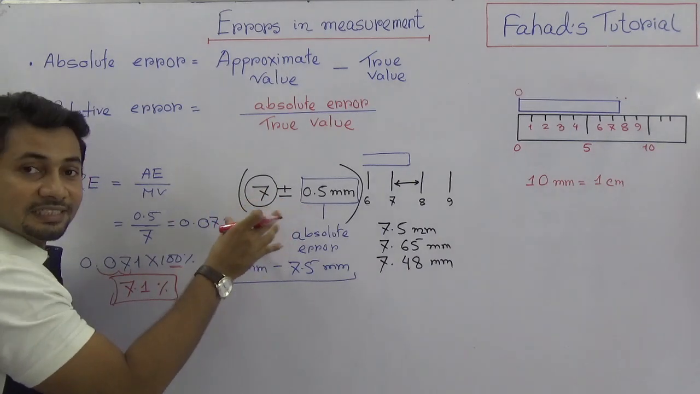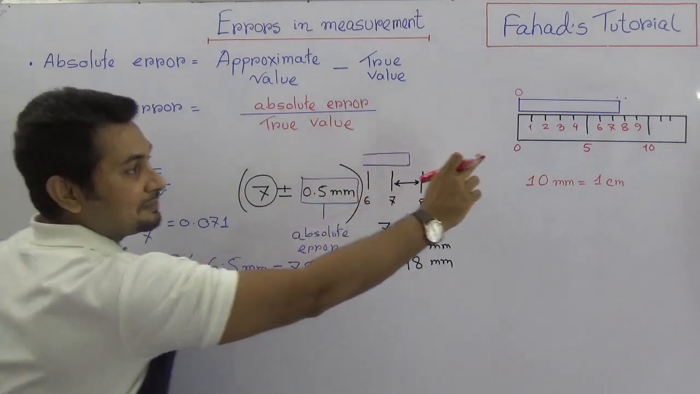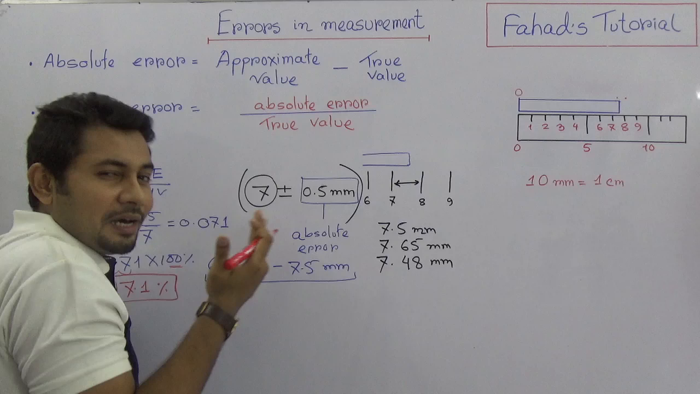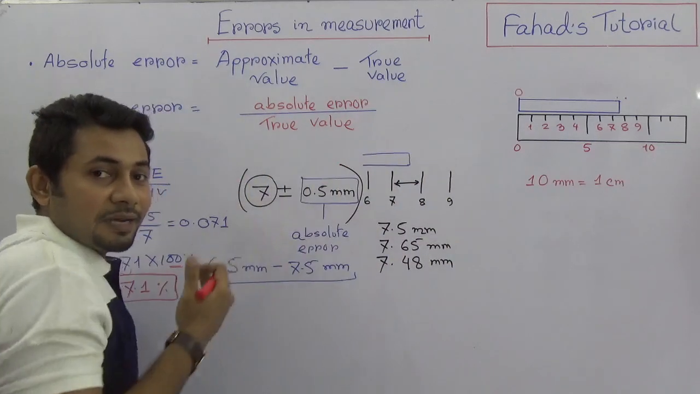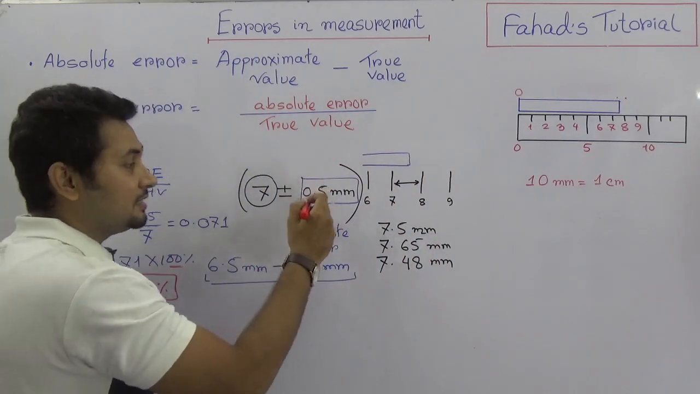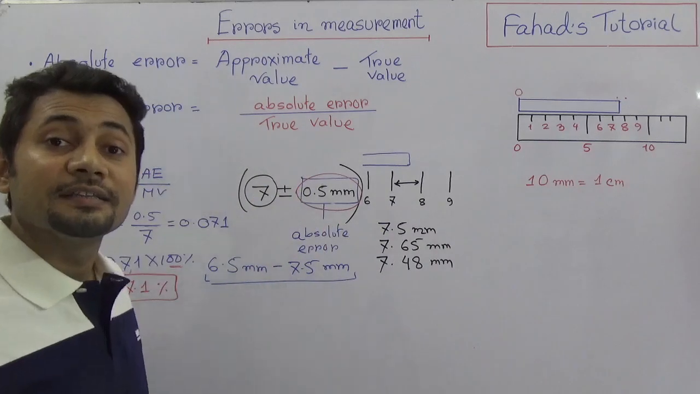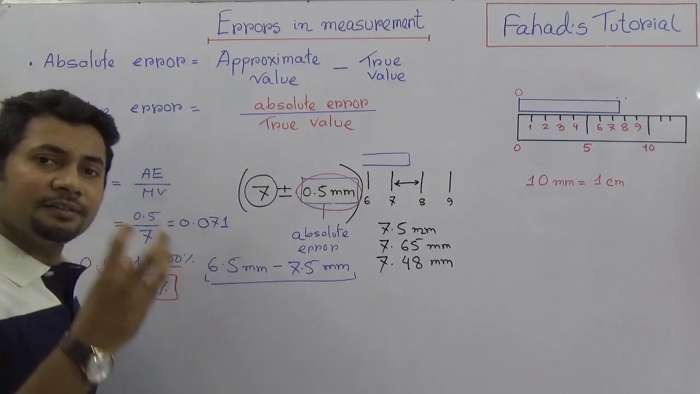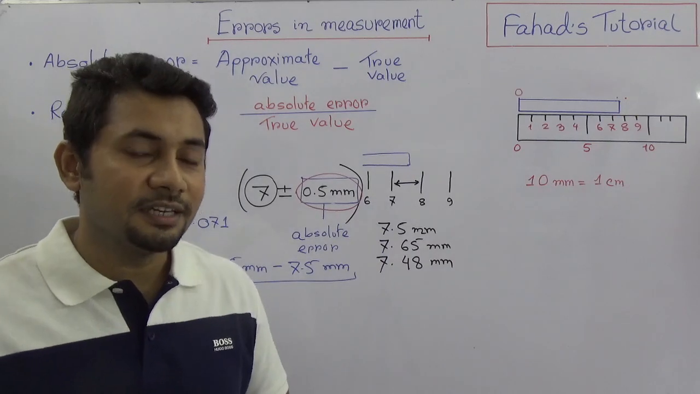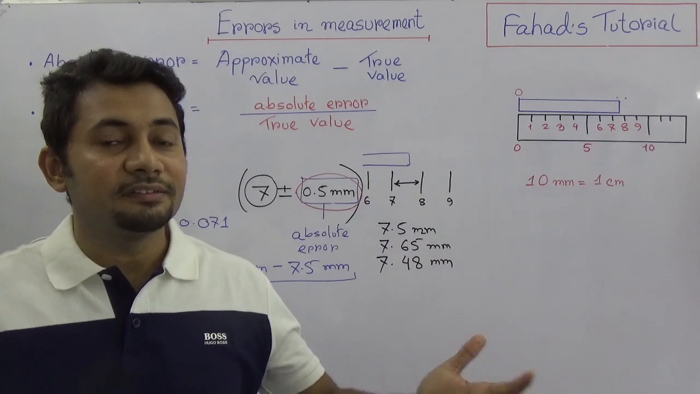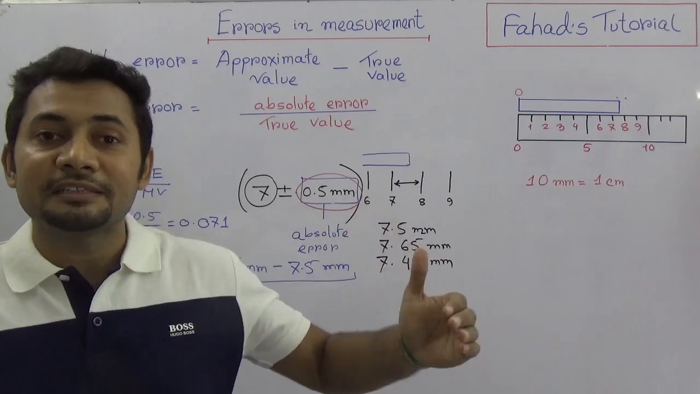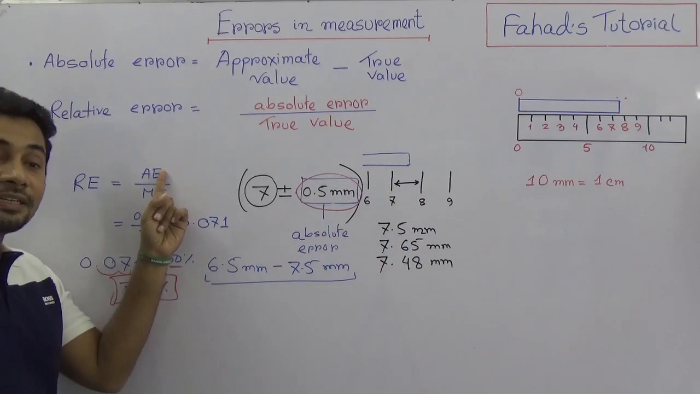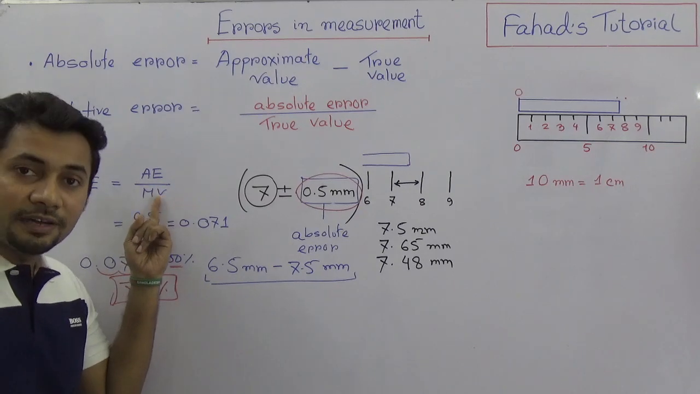So based on this example, the 7 millimeter is the measured value, but the range is plus minus 0.5. So this 0.5 is the absolute error, and this is the relative error. When we can find the absolute error, we also can find the relative error, because the relative error is nothing but the absolute error divided by the measured value.